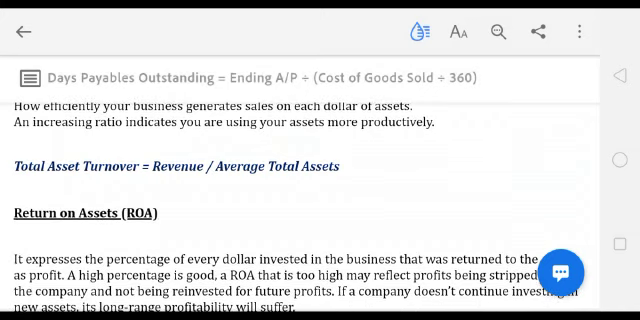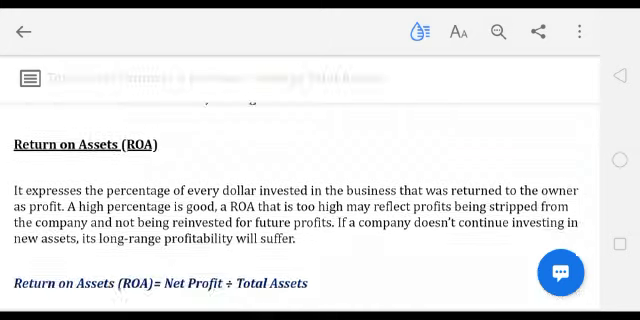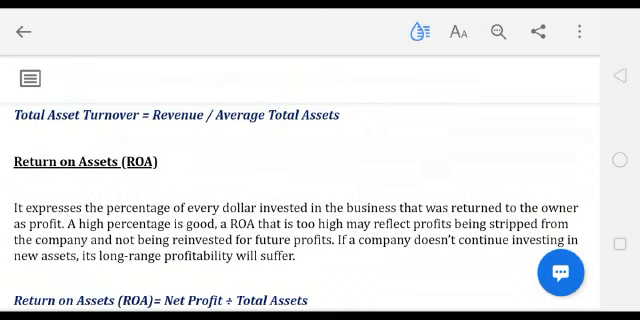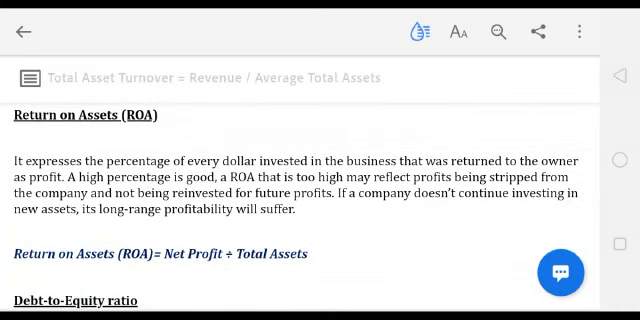Now the next one is return on assets. This is the basic ratio to measure profitability. In this ratio, profitability is related to assets employed. It expresses the percentage of every dollar invested in the business that was returned to the owner as profit. A high percentage is good. A return on assets that is too high may reflect profit being stripped from the company and not being reinvested for future profits. If a company does not continue investing in new assets, its long-range profitability will suffer. Now the formula is dividing net profit by total assets. You come to know return on assets.